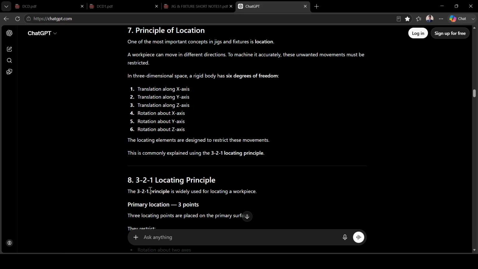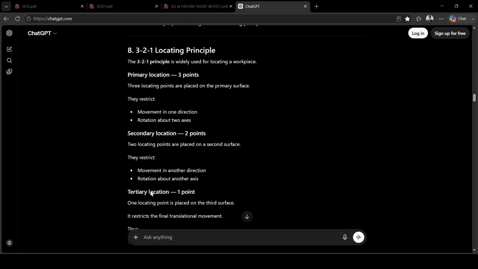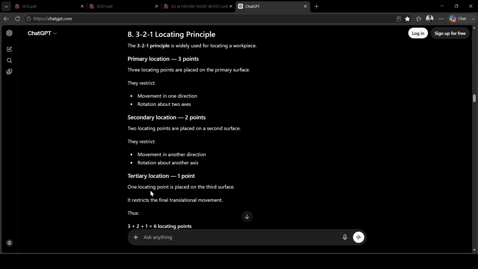This is commonly explained using the 3-2-1 locating principle. So what is the 3-2-1 locating principle? The 3-2-1 principle is widely used for locating a workpiece. Primary location, 3 points: 3 locating points are placed on the primary surface. They restrict movement in one direction and rotation about 2 axes.